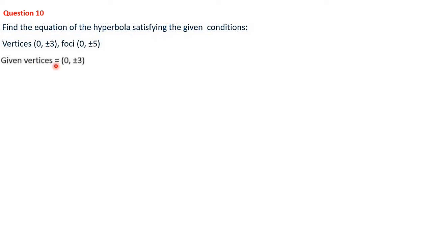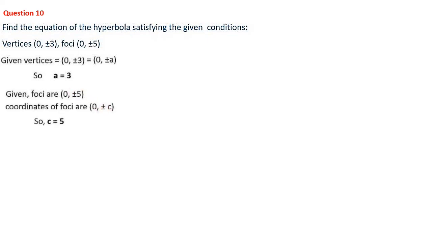Vertex is given as 0 plus or minus 3. That we can compare with the general form 0 plus or minus a, because this is the general form of the vertex. So 0 plus or minus a. When we compare, a will be equal to 3. Then foci 0 plus or minus 5. That we compare with 0 plus or minus c. When we compare these two, 5 will be equal to c. Like before, a and c are there, b is not there. We will go for calculation.